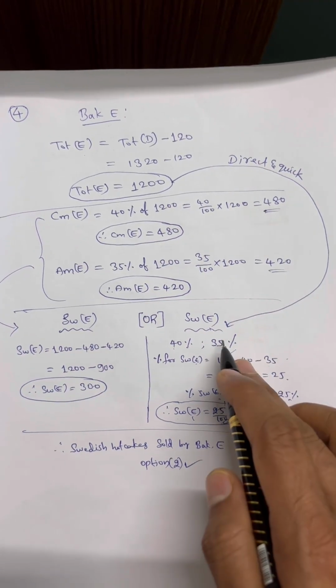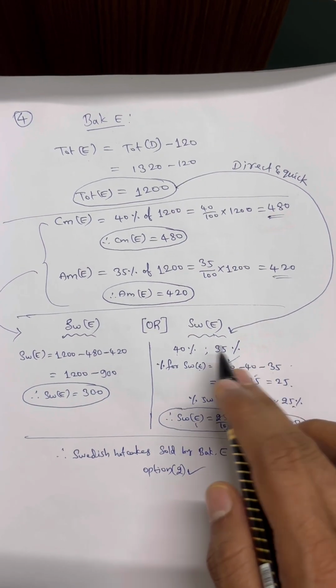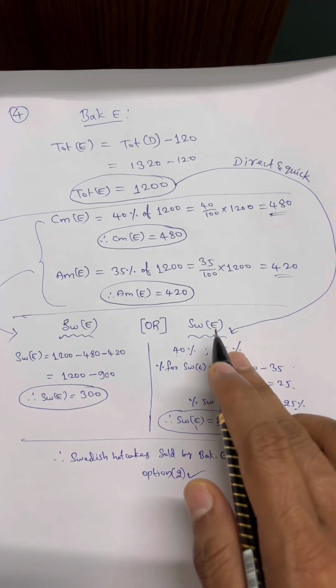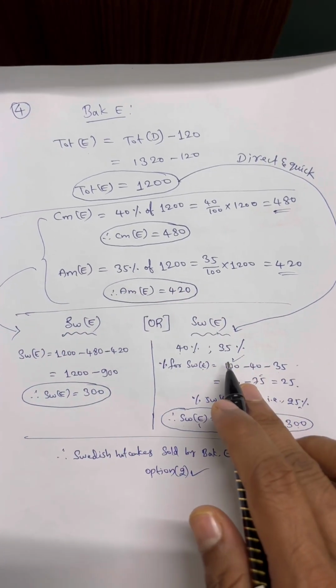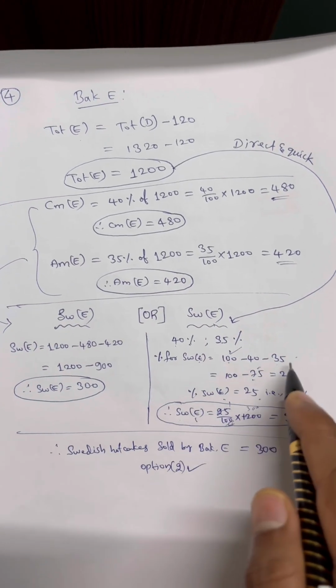From total to direct. But the Swedish percentage they didn't give directly. They said cornmeal is 40% and 35% of total is American. Then Swedish is the remaining 100. This you need to know. 100 minus 40 minus 35, that is 25.